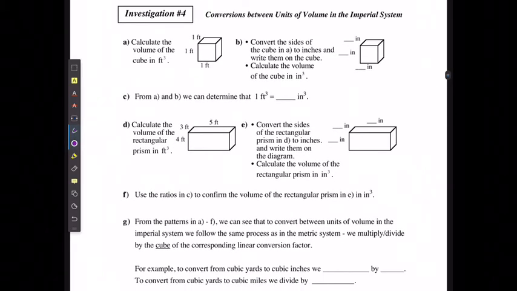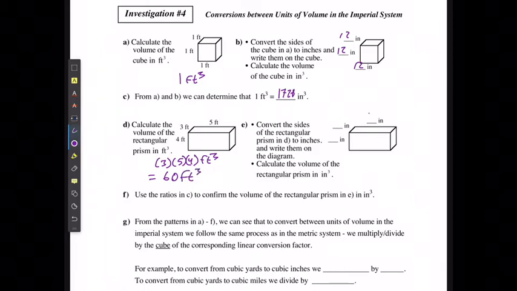If I'm doing it for the cubic units, it works the same way as the metric again. 1 foot by 1 foot by 1 foot is going to be 1 cubic foot. 12 by 12 by 12 inches is going to give me 1,728 inches cubed. If I do 3 feet by 5 feet by 4 feet, that's going to give me 60 feet cubed.